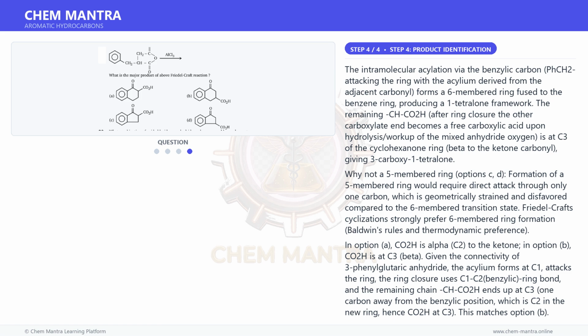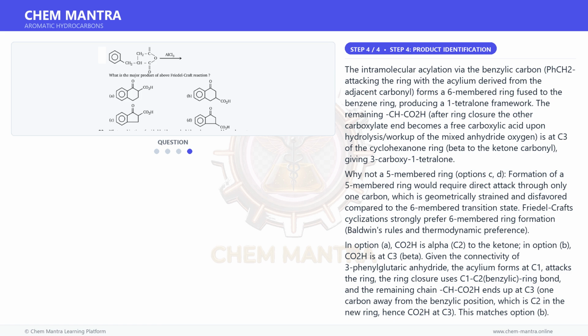Workup of the mixed anhydride: the CO2H is at C3 of the cyclohexanone ring, beta to the ketone carbonyl, giving 3-carboxy-1-tetralone. Why not a 5-membered ring? The formation of a 5-membered ring would require direct attack through only one carbon, which is geometrically strained and disfavored compared to the 6-membered transition state.